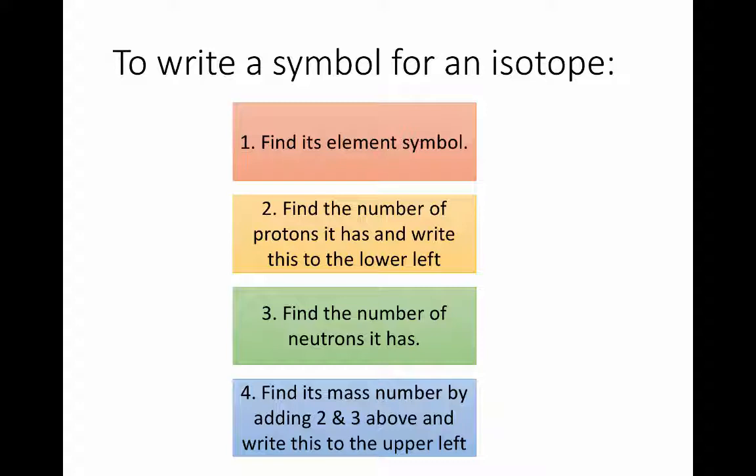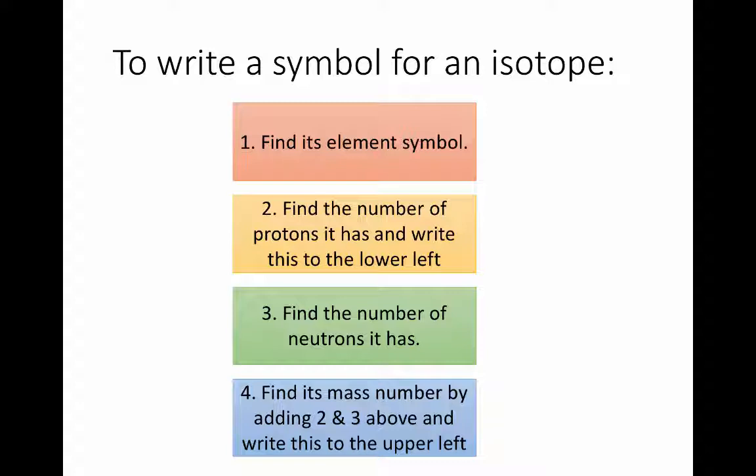First of all, find the element symbol. Second, find the number of protons it has and write this to the lower left of that element symbol. Third, find the number of neutrons it has. And fourth, find the mass number by adding the number of protons from part 2 and the number of neutrons from part 3. And then you can write that number to the upper left of the element symbol.